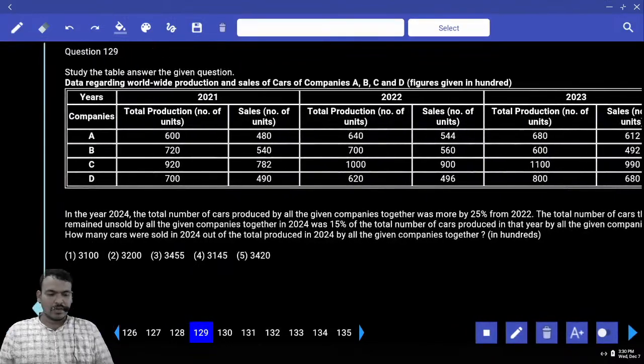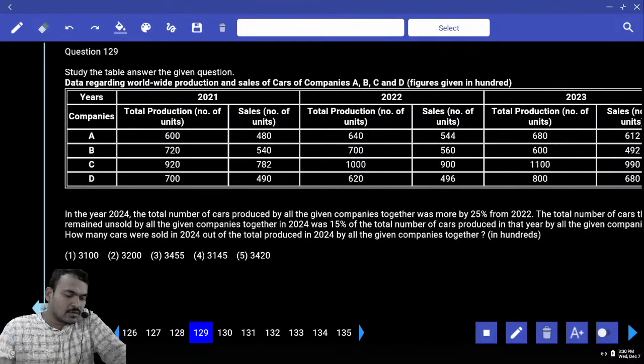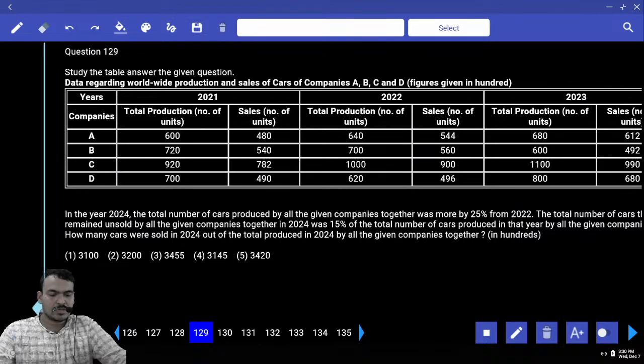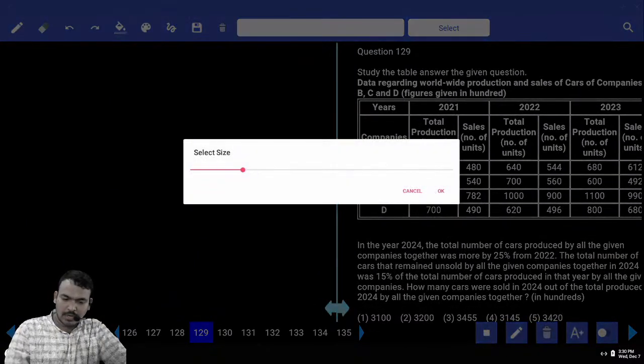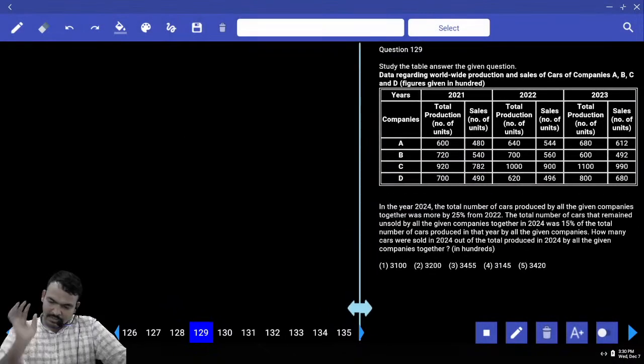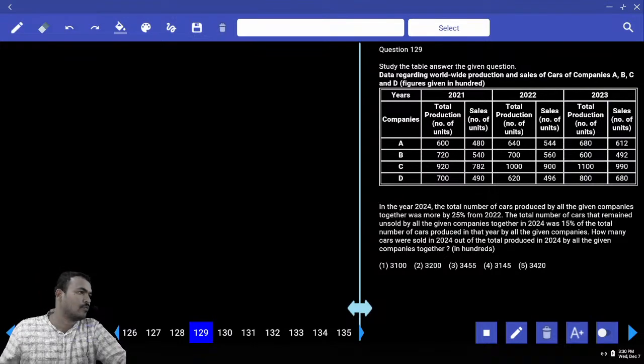Question number 129. In the year 2024, the total number of cars produced by all the given companies together was more by 25% from 2022. The total number of cars that remained unsold by all the given companies together in 2024 was 15% of the total number of cars produced in that year by all the given companies. How many cars were sold in 2024 out of the total produced in 2024?